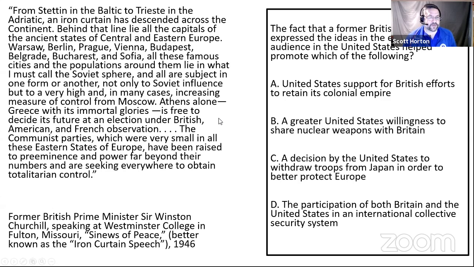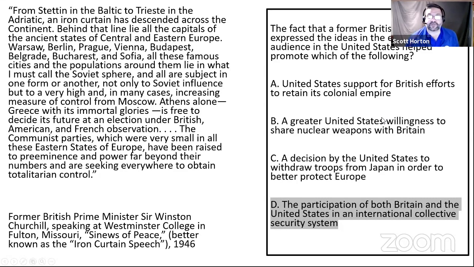Again, we alluded to this one a little bit earlier when we talked about asking you to think about that question about the American audience. Why would he be saying this to an American audience? And so the best answer of the four that are here, participation of both Britain and the US in an international collective security system. He's encouraging the United States to be part of the defense of Western Europe. It's really not about asking the United States to help support Britain's effort to keep its empire. He's not talking at all about nuclear weapons being shared here. And they're not referencing Japan certainly at all in the quote here.